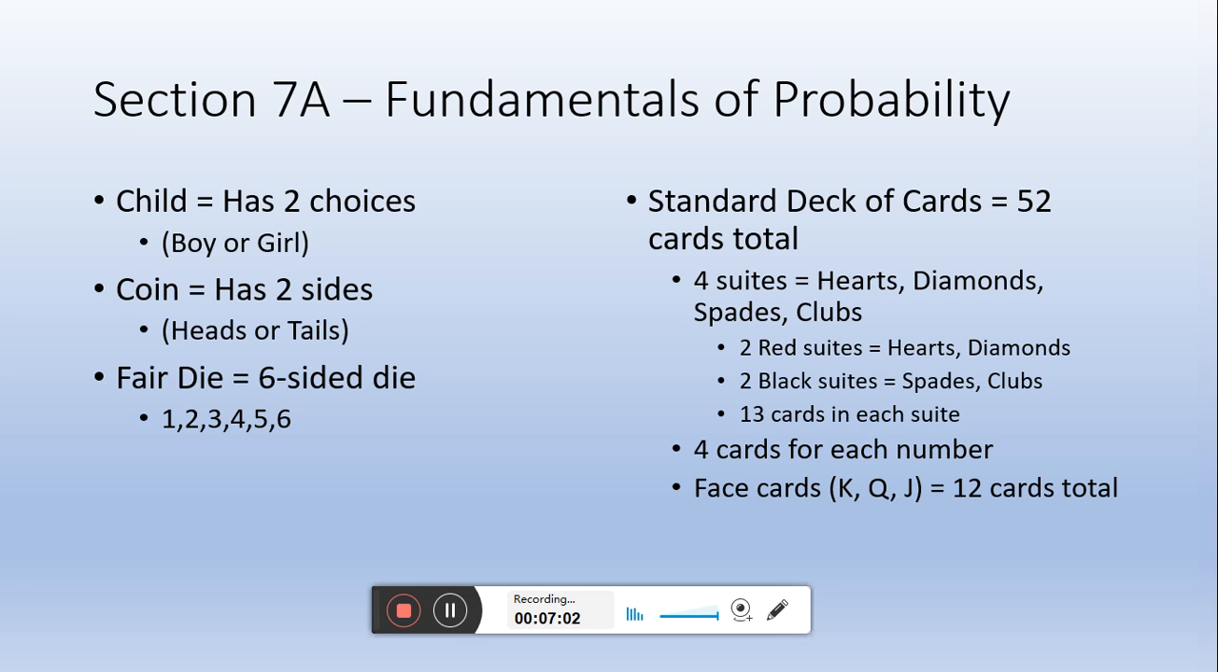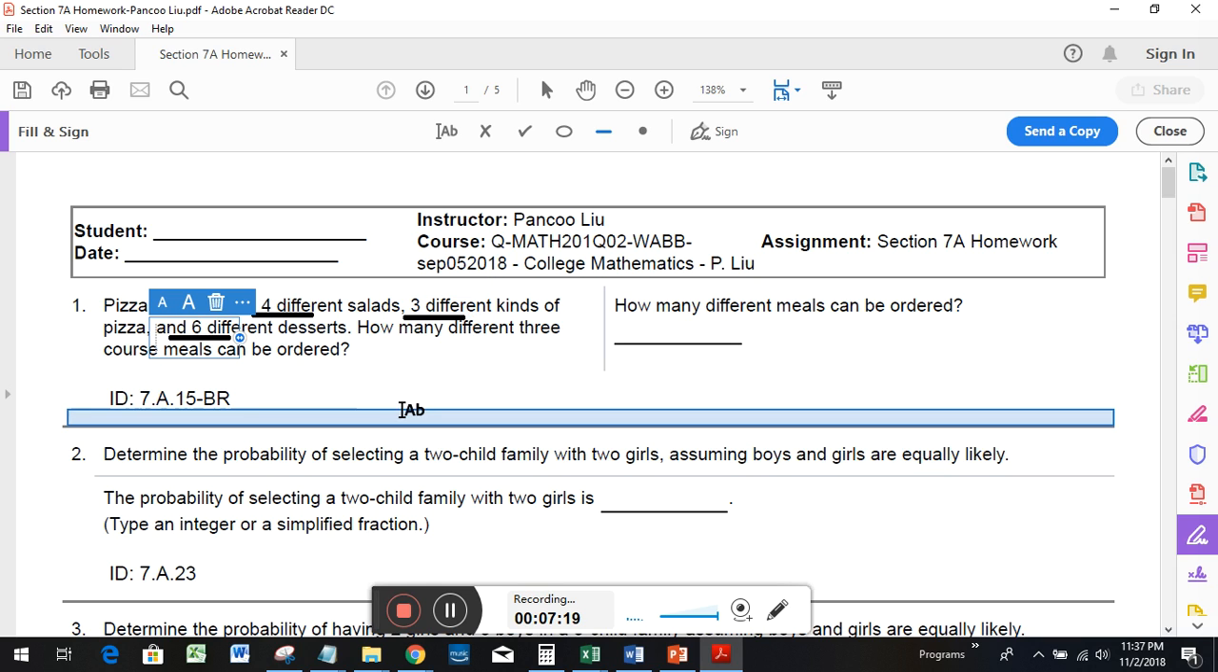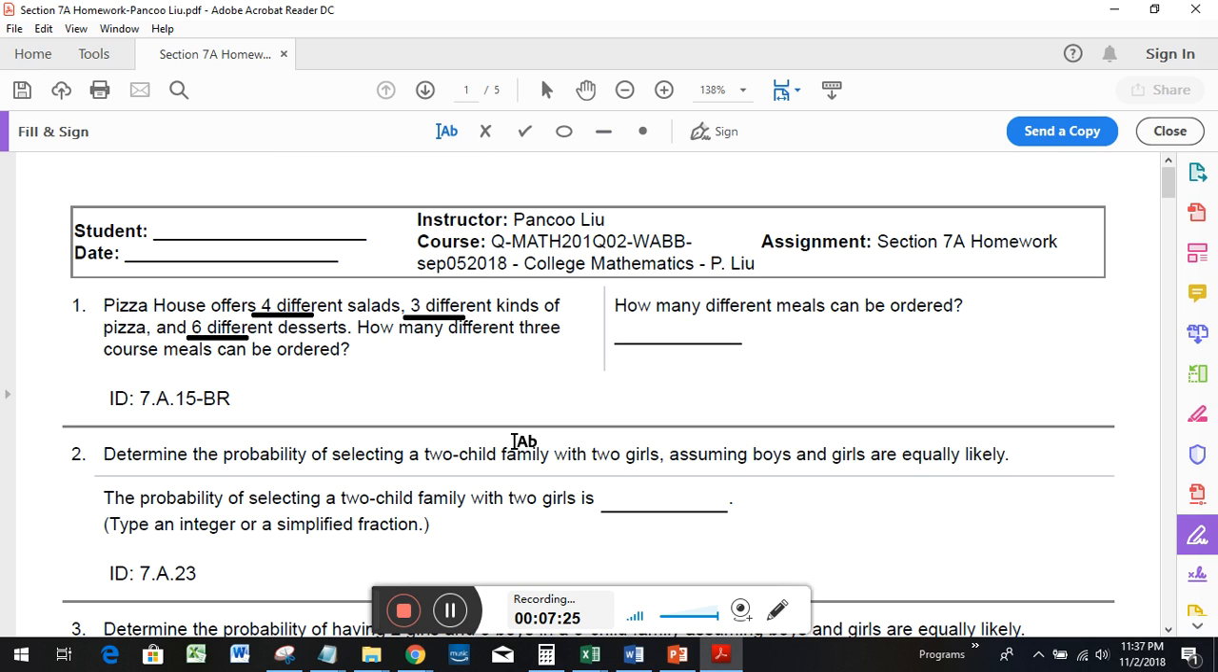Alright, let's take a look at your section 7a homework guide. Okay, so here in number 1, it says, a pizza house offers 4 different salads, 3 different kinds of pizza, and 6 different kinds of desserts. How many different 3-course meals can be ordered? So in other words, they want total outcome. How many different ways? How many different combinations?